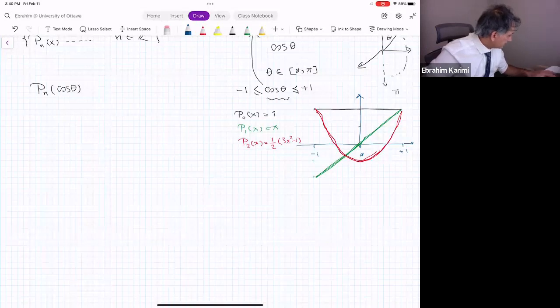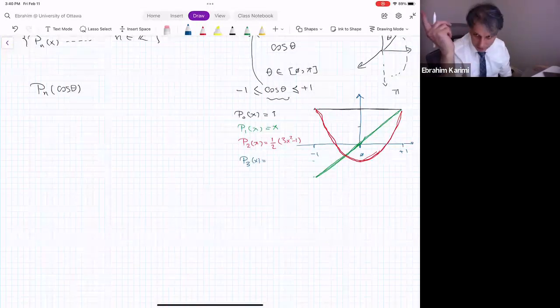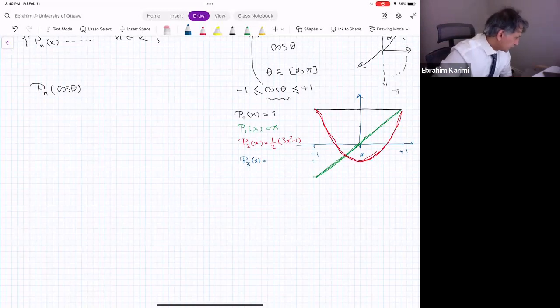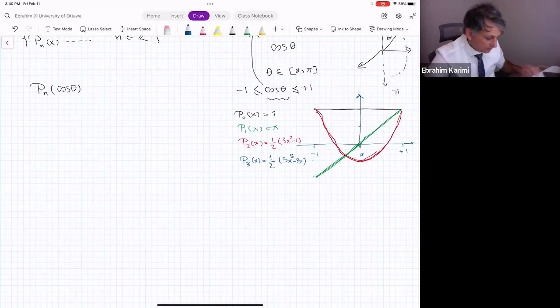In physics, the other term is 1 divided by 2 of P3 of x. As I say, you are expecting x to the power of 3 and x to appear, and the coefficient that you do have for them is 1 divided by 2 of 5x to the power of 3 minus 3x. And that function, it is essentially changing from -1 to +1.